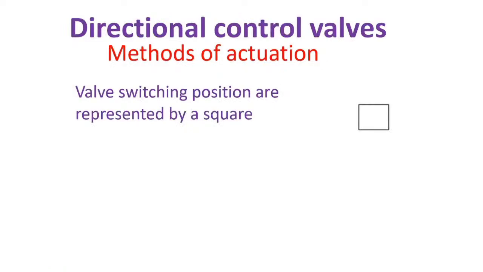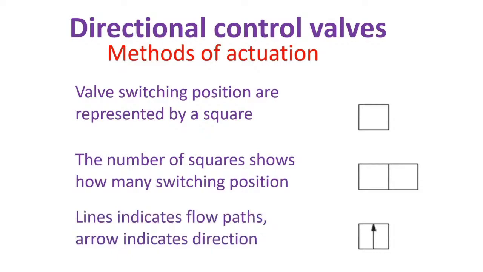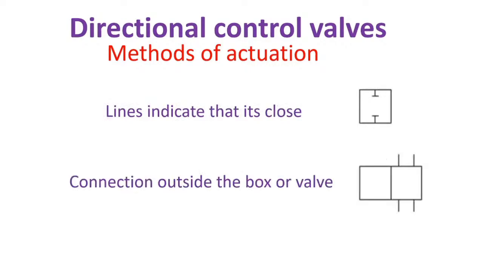Now let's get started on how to read directional control valves. Valve switching positions are represented by a square. The number of squares shows how many switching positions there are. Lines indicate flow path. Arrows indicate direction. Lines with a bar indicate that the port is closed. Connections are made outside the box of the valve.